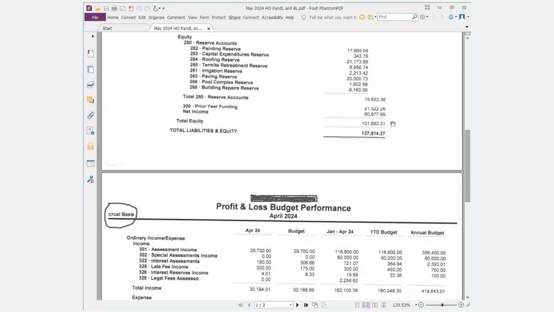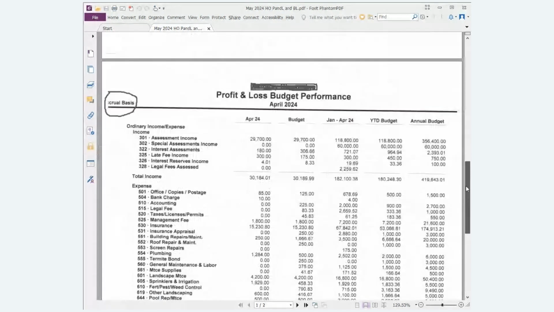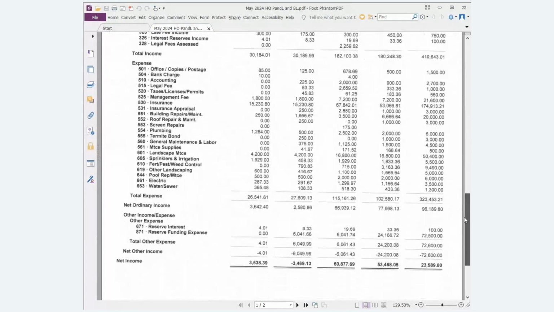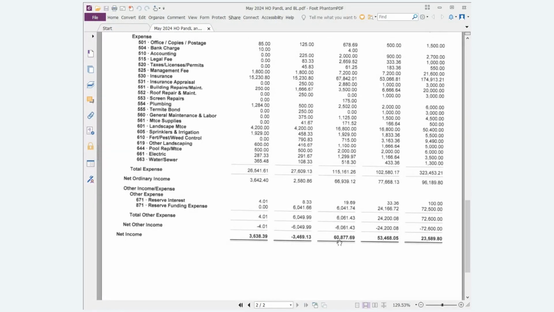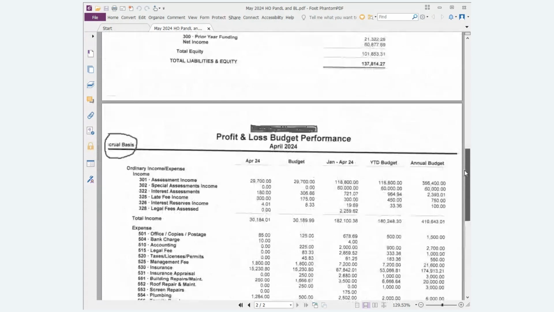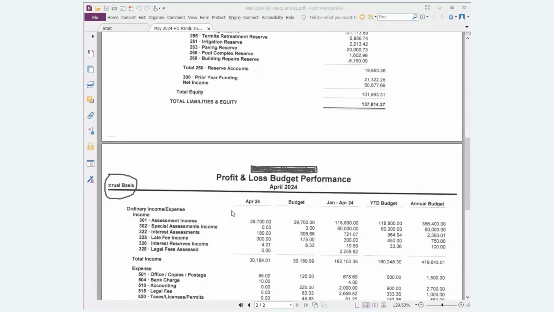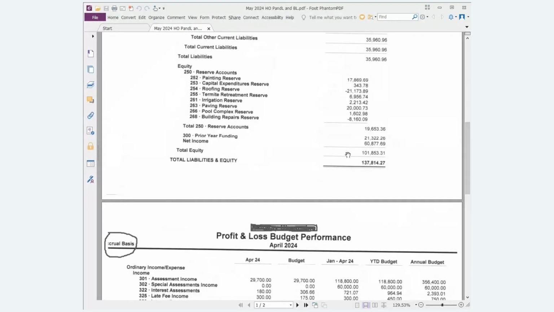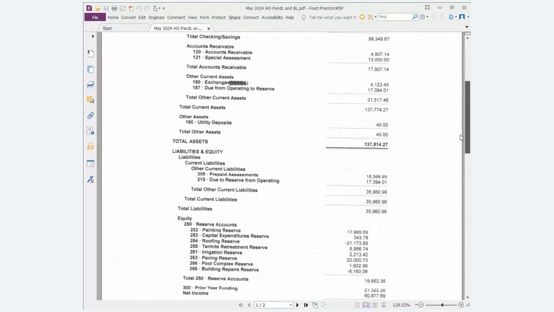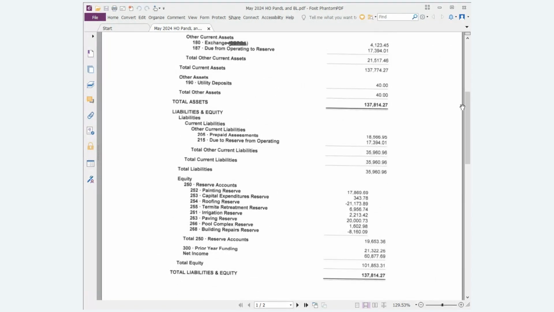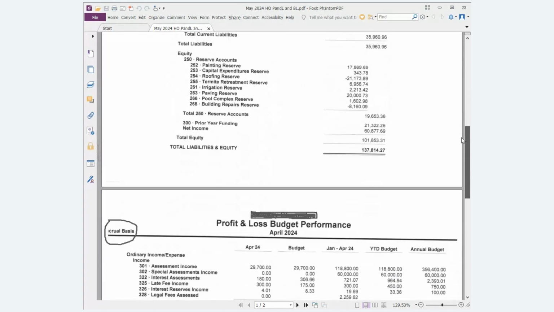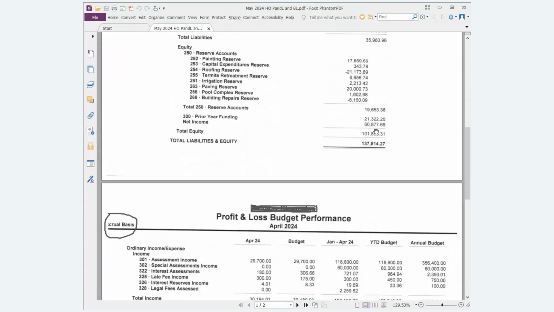Net income, this is for year to date, that's 60,877, and we find that number right here, 60,877. So that's where that comes in. And giving us a total equity of 101,853, and total liabilities and equity equal 137,814, which should equal 137,814. So we are in balance, and the equity for the association is this $101,000.